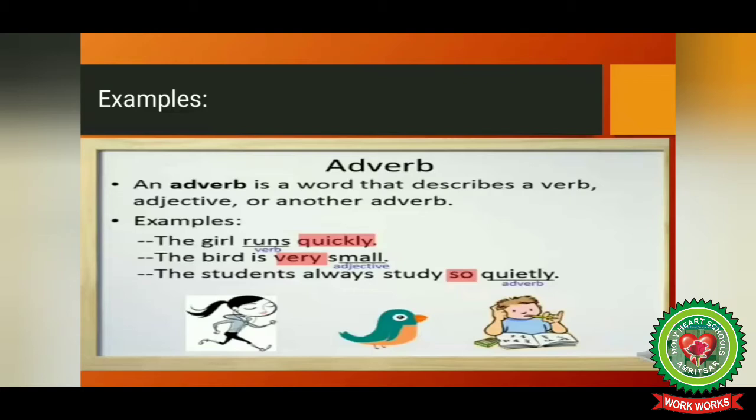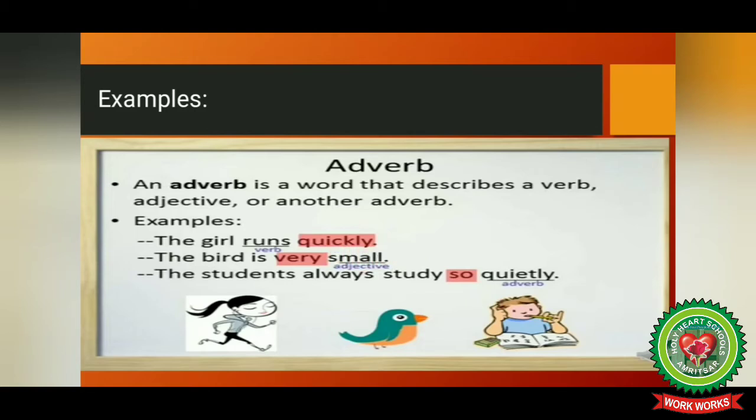Next is, the bird is very small. This sentence has an example of an adverb that describes an adjective. Do you see an adjective in this sentence? Small. Small is an adjective here which describes the noun bird, but there is an adverb which describes small. It tells how small. Do you see that word? Very. It is an adverb because it describes the adjective small.